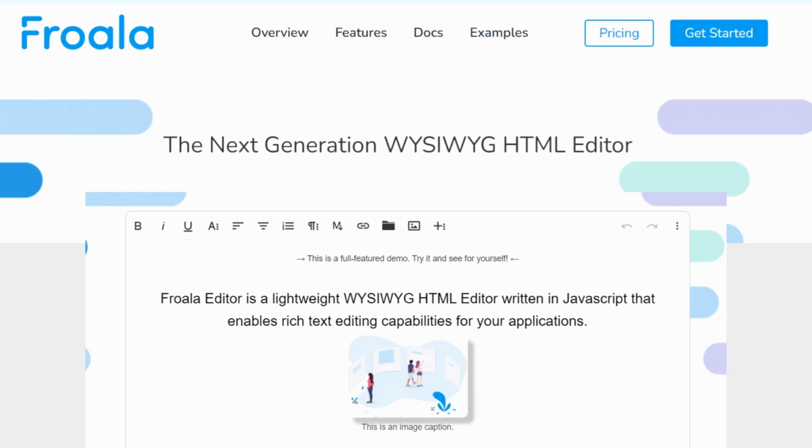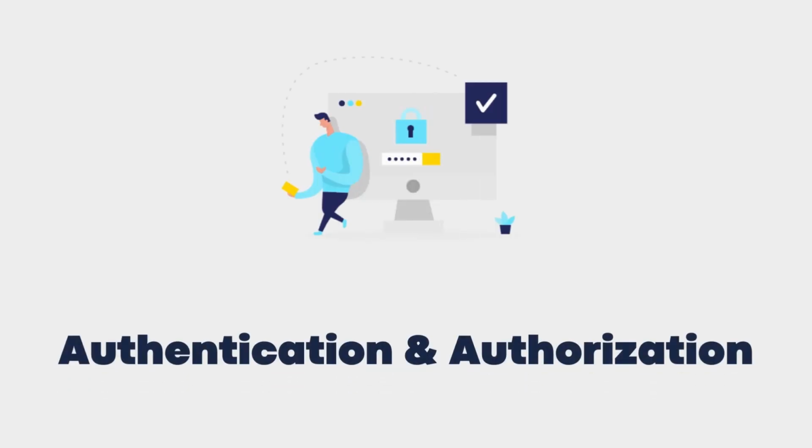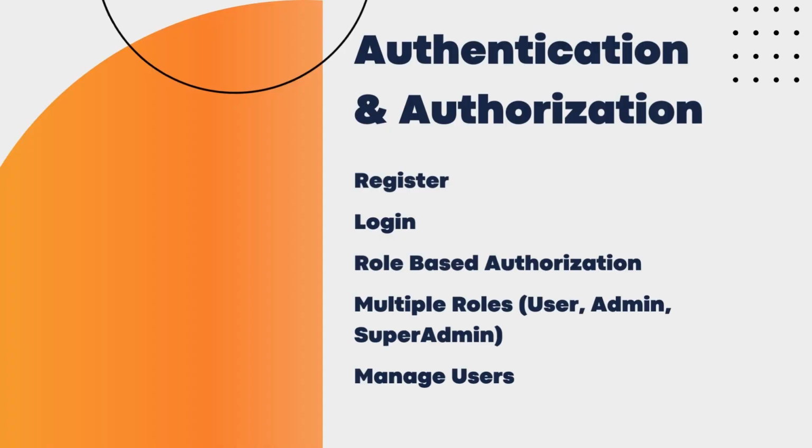We will implement a third-party WYSIWYG, that is a rich text editor, to create the content for our blog application. We will also add authentication and authorization into our project using Microsoft Identity. Along with the functionality for registration and login, we will implement role-based authorization where we will have multiple roles like users, admins and superadmins. We will also implement the functionality to manage these users.